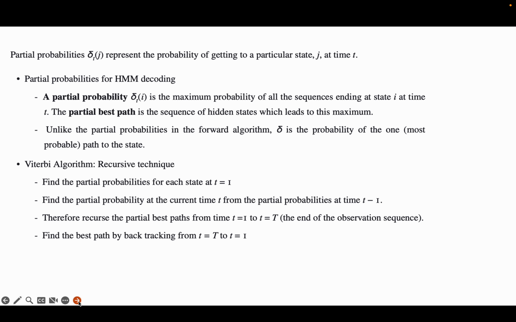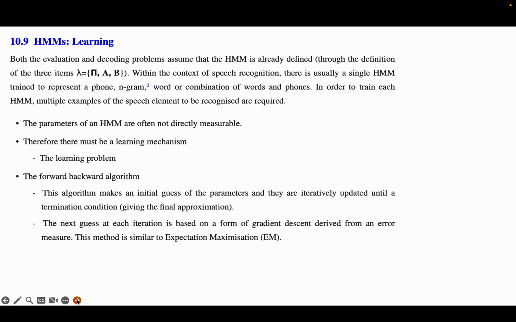You're backtracking. So you could recurse the partial best paths from t equals 1 to t equals t, which is the end, and find the best by backtracking from the state at t to the state at 1. So it's just a difference in the algorithm approach. So hidden Markov models also involve learning. By evaluating and decoding the problems, both these steps assume that the hidden Markov model is already defined. In other words, that pi, A, and B are known.